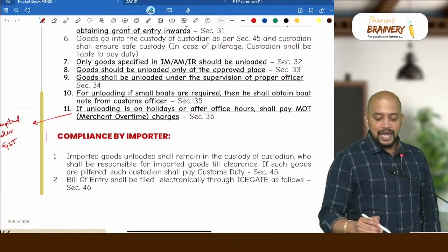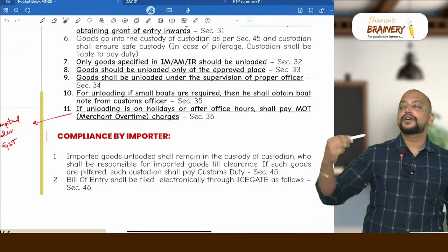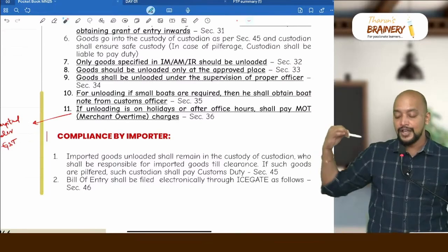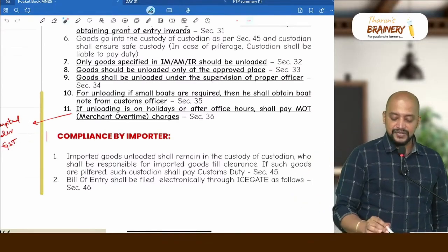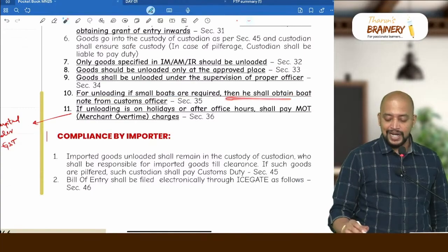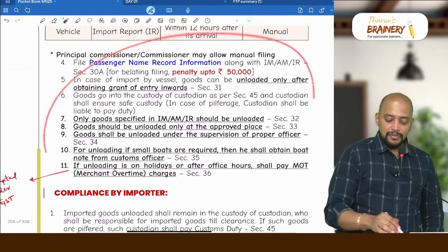Then sometimes, for unloading the goods, they will require some small boats for bringing the goods from the ship to the shore. For that reason, they need to get a boat note from the customs officer. Say this: for unloading goods, if small boats are required, then he shall obtain a boat note from the customs officer. Should we remember these sections?